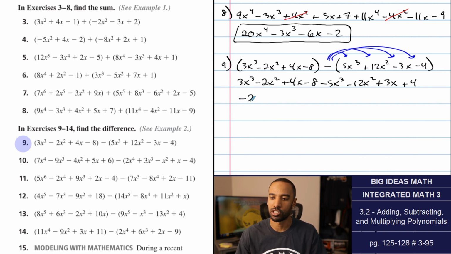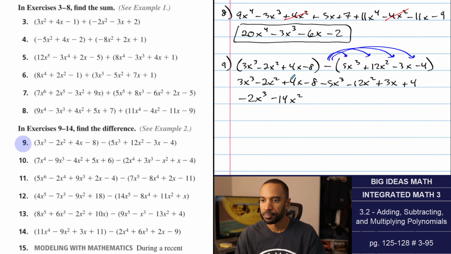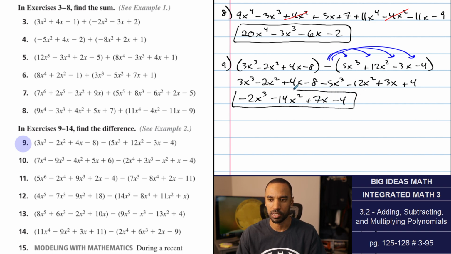3x cubed minus 5x cubed is here. Negative 2x squared minus 12x squared is here. 4x plus 3x is here. And negative 8 plus 4 is here. And that's the result. That's after subtraction.